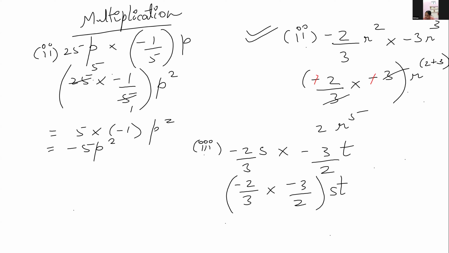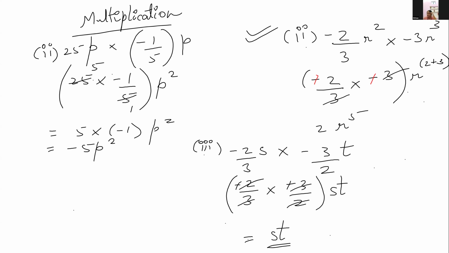Now we can cancel 3, 3, 2, and 2. Cancel the signs. So you will only be left with ST. Your answer will be ST in this case. Like this we do in multiplication. Division you are not having, you're only having the multiplication. But how the concept of division works, I explained yesterday.